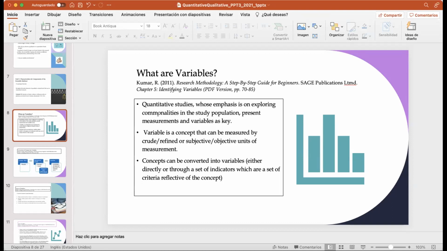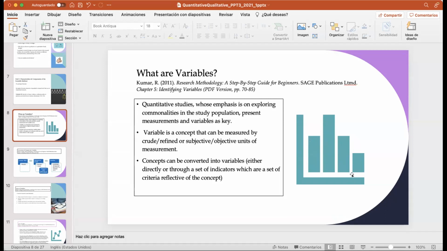So outliers within a population will be left out. Yes, they won't consider special cases. Yes, and they are worried about presenting measurements and variables. And variables need to be measured. Yes, so we need measurement, mediciones. Yes, in Spanish, to measure, medir.